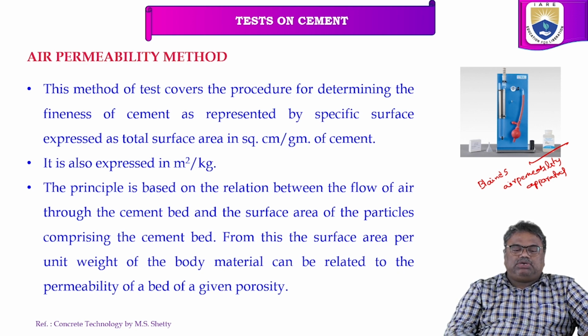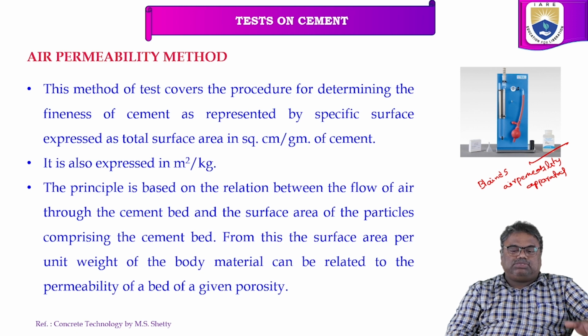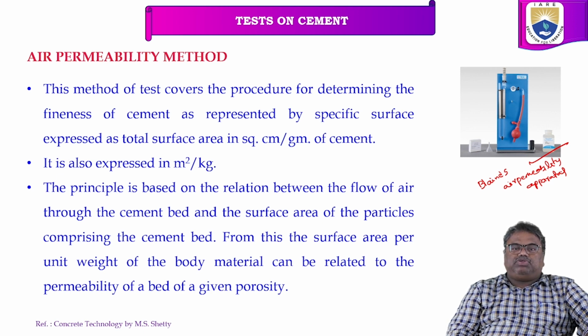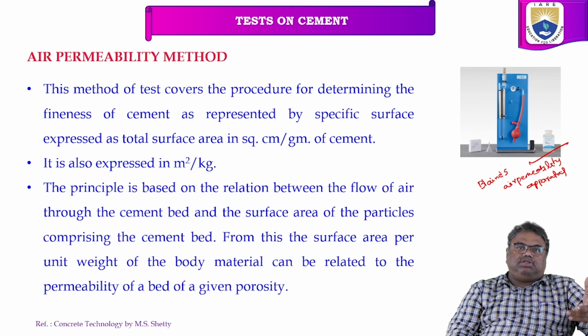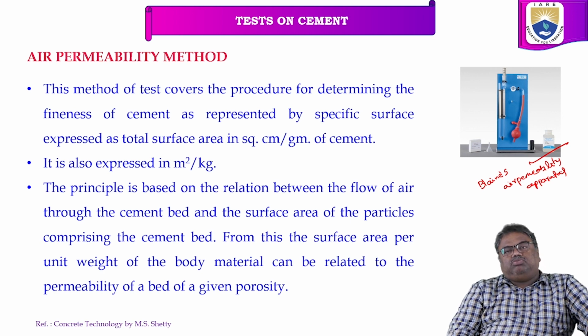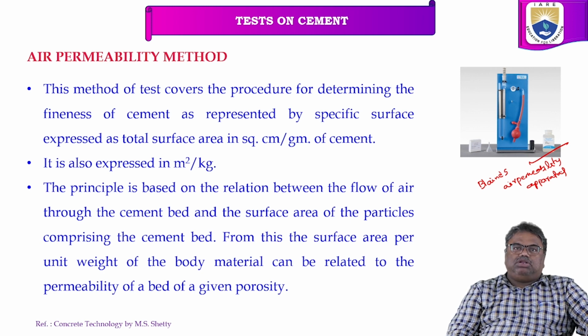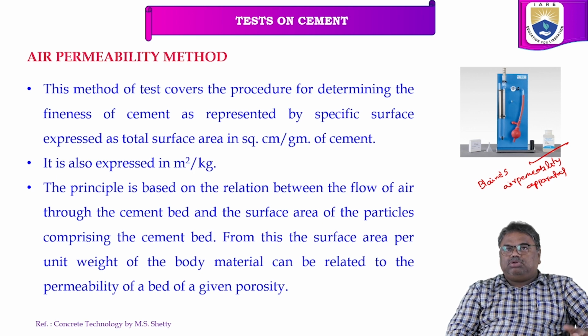This method of test covers the procedure for determining the fineness of the cement as represented by specific surface. Specific surface is expressed as total surface area in square centimeters per gram of the cement, and it is also expressed in terms of meter square per kg. If we take one kg of cement, what is the surface area? So we can express it in both units.